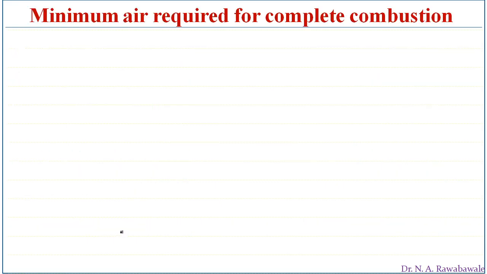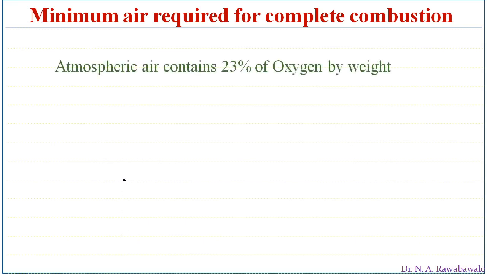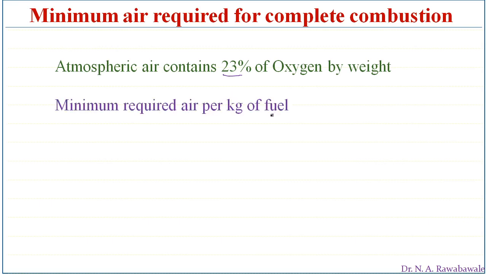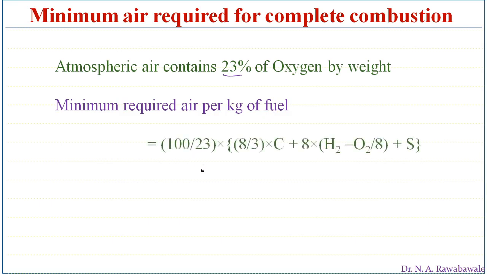Now the minimum air required for complete combustion of fuel was given in the previous lecture. The atmospheric air contains 23% oxygen by weight. So if we want to supply some quantity of oxygen, we have to multiply that quantity by 100 divided by 23, then we will get the quantity of air required. So the minimum air required for 1 kg of fuel for its complete combustion is given by one equation, which we derived in the previous lecture.